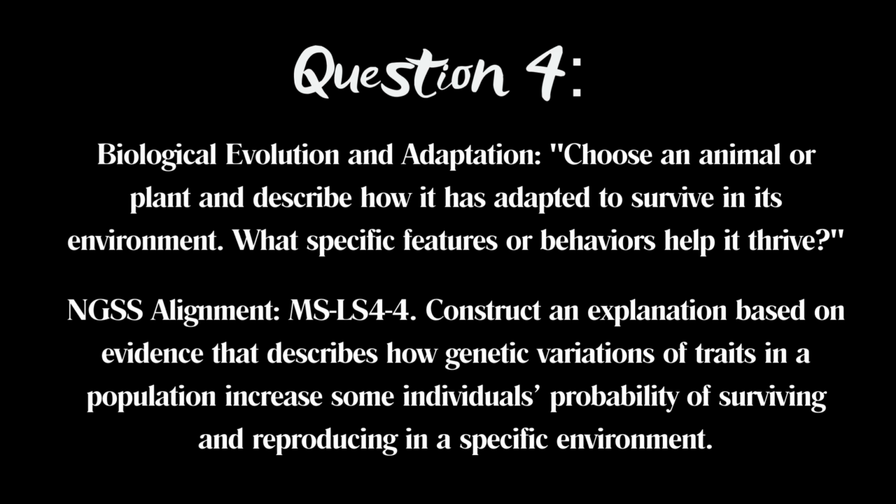4. For biological evolution and adaptation, choose an animal or plant and describe how it has adapted to survive in its environment. What specific features or behaviors help it thrive? NGSS alignment, MS-LS4-4. Construct an explanation based on evidence that describes how genetic variations of traits in a population increase some individuals' probability of surviving and reproducing in a specific environment.